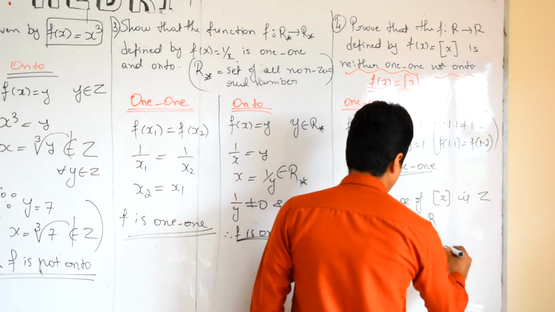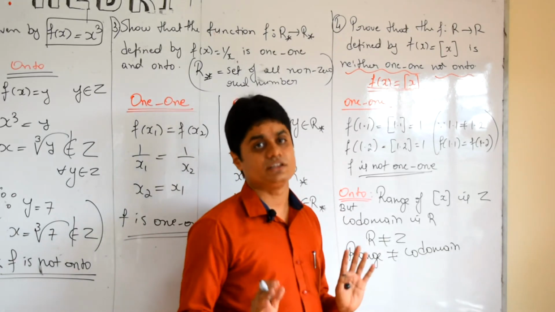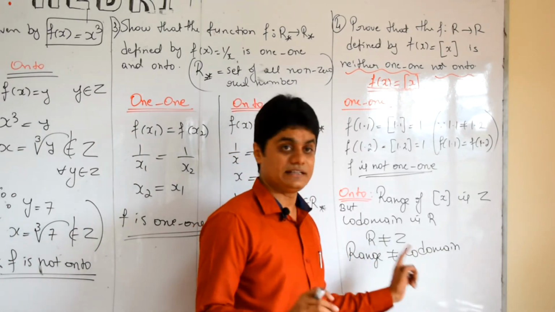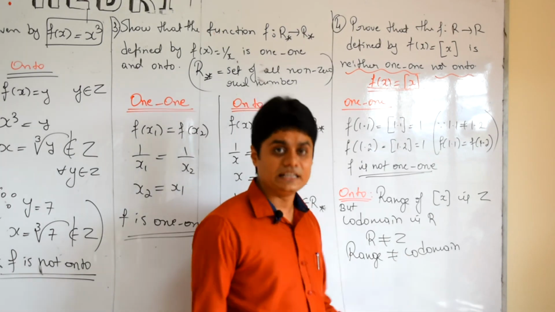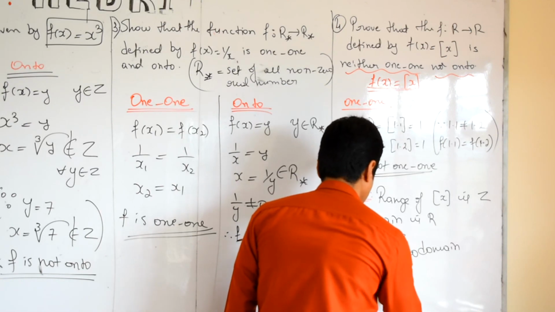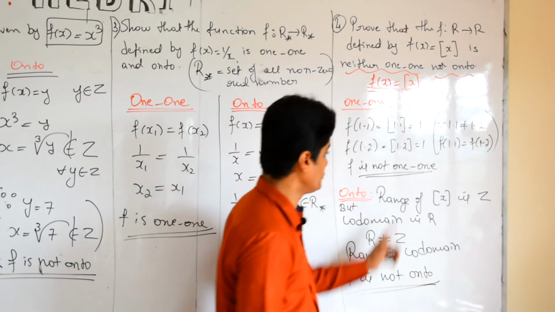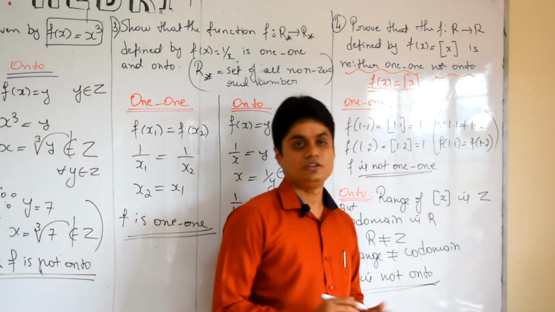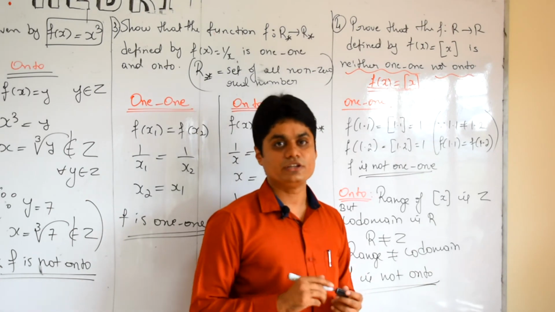This clearly shows that there exist some elements in the codomain which are not related to any element in the domain. So in conclusion, f is not onto. So we proved it is not 1-1 as well as not onto. I hope you understood. A few more problems are there that I will continue in the next video. Thank you.